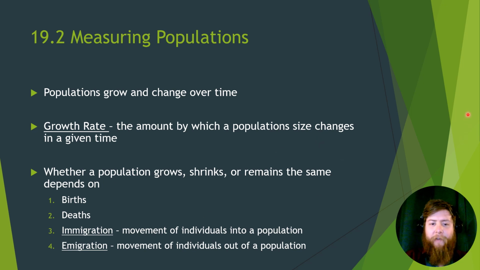Immigration is the movement of individuals into a population, meaning the population will grow in size. Emigration is the movement of individuals out of a population, meaning the population will shrink.